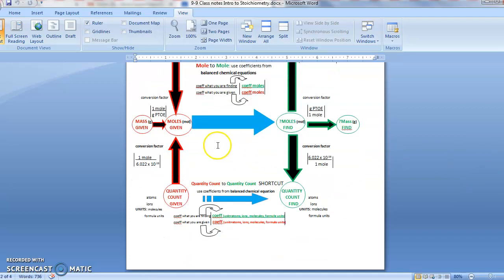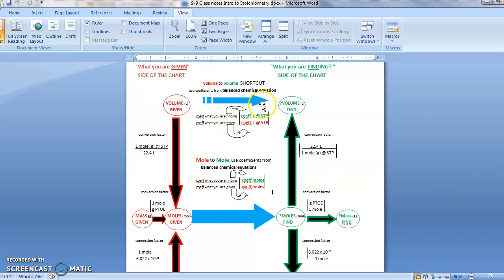Now, if you notice, this is our standard bearer for discovery to the new territory, a mole-to-mole conversion. But we notice that there are 2 shortcuts on this chart, quantity count to quantity count and volume to volume. This is a shortcut. So for instance, if they said you had 4 liters of hydrogen, how many liters of oxygen would you need to burn it to make water?